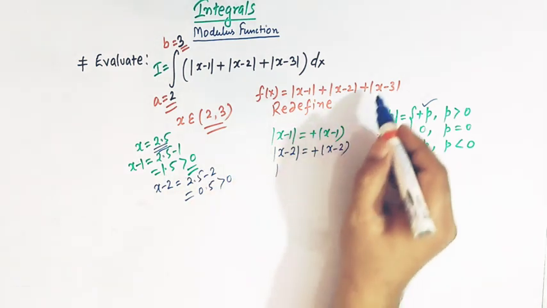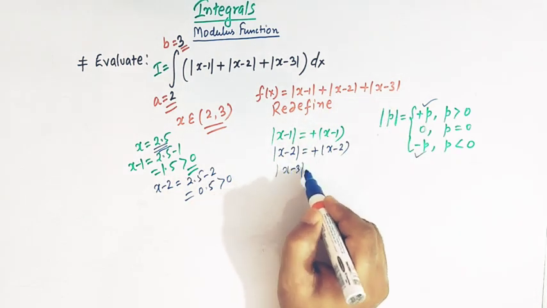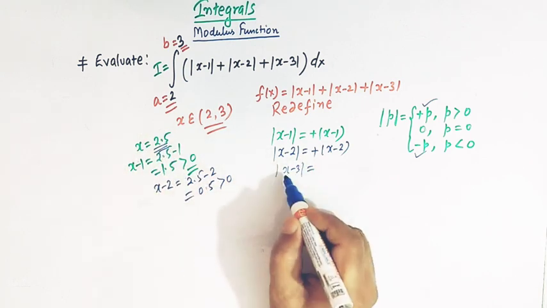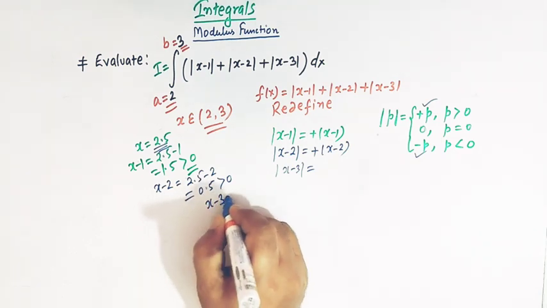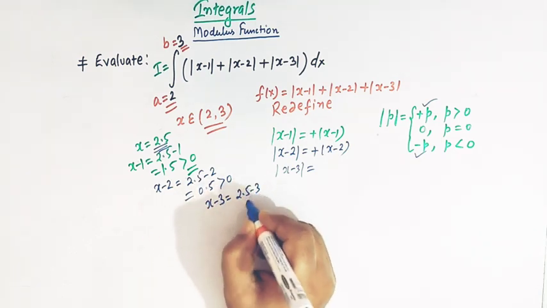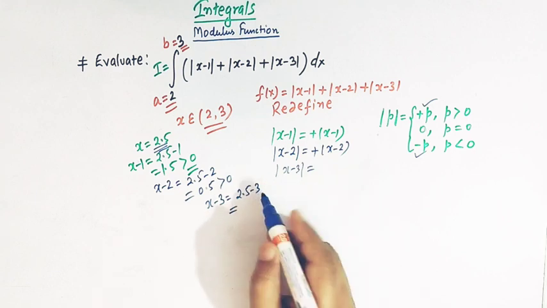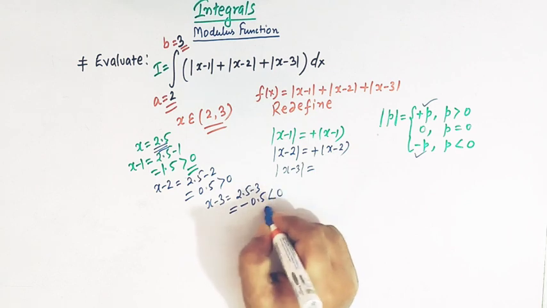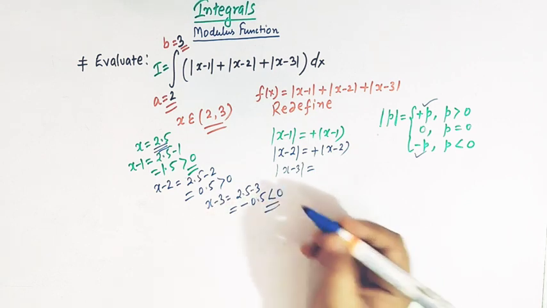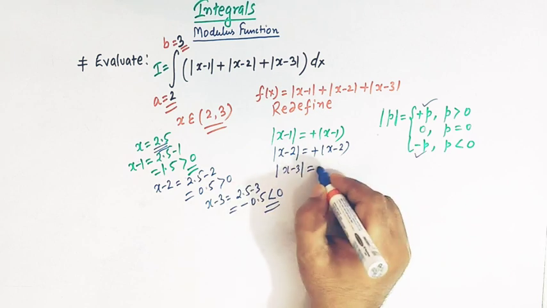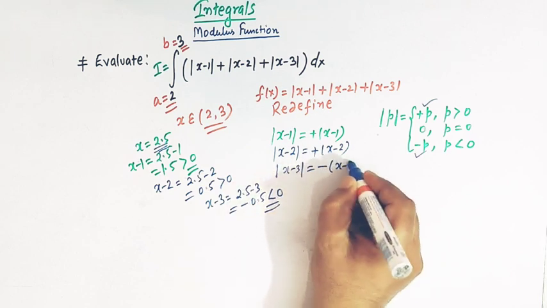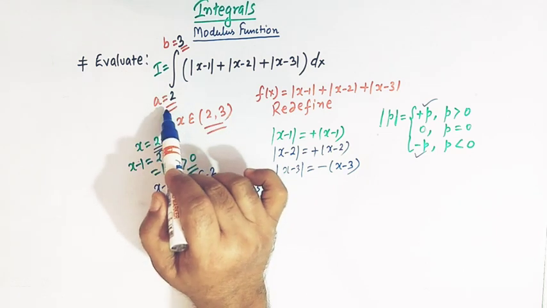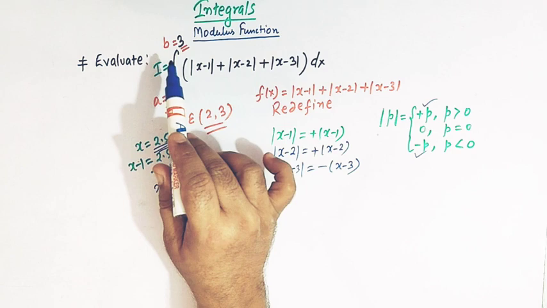Now let us take mod of x minus 3, right? And again take this testing value as x is equal to 2.5. So x minus 3 is 2.5 minus 3. So obviously 2.5 minus 3 is the negative of 0.5, and this is negative, that is less than 0, right? So mod of x minus 3 should be negative of x minus 3 in this interval, that is 2 comma 3. So here the limits of integration are from 2 to 3, right?